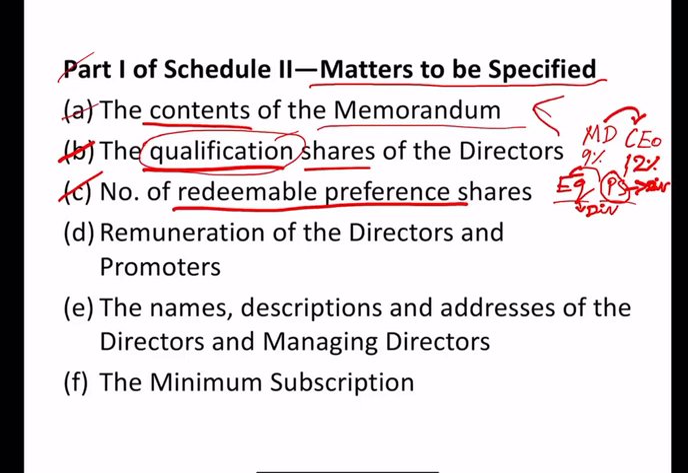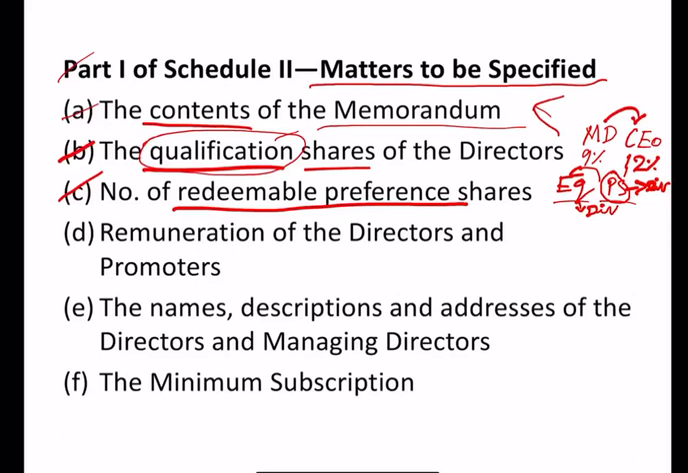What do you mean by redeemable preference shares or non-redeemable preference shares? Redeemable preference shares are those where the company allots preference shares to prospective shareholders and after a specified time period will buy back these preference shares from these shareholders. This is called redeemable preference shares. In case of non-redeemable preference shares, after allotting the preference shares to the shareholders, the company will never buy them back. Once the preference shares are allotted to the shareholders, they will not be bought back by the company. These are called non-redeemable or irredeemable preference shares.